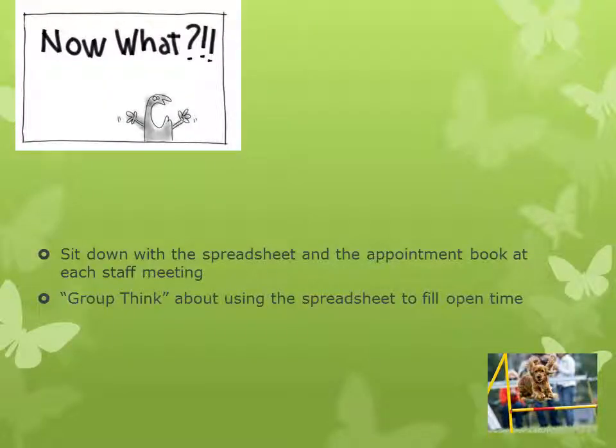All right, so how are we going to use all this stuff? Now what? We want to sit down with our spreadsheet and with the appointment book at each staff meeting and say, let's look at the next 3 or 4 days or the next week in the appointment book. Let's look at our spreadsheet. Different people may remember different things about the same patient. It may be that the chair side says, oh yeah, that patient wanted to do this or do that, and that was never communicated to the person who actually presented the treatment. So putting your heads together and doing a little group think may be very effective, and this should be a habit at each and every staff meeting.